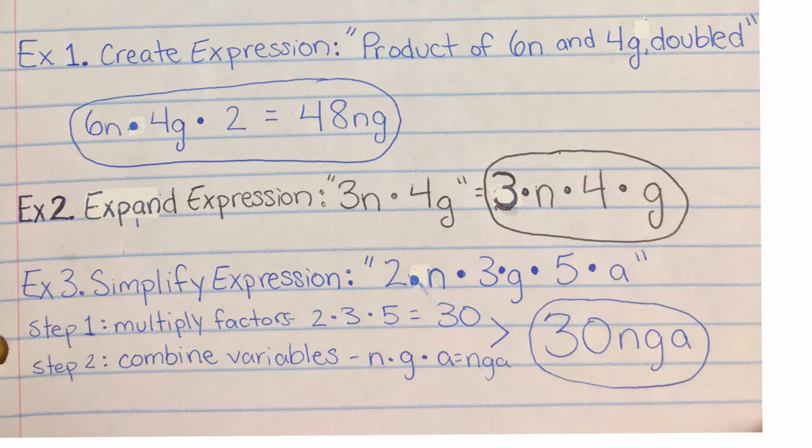Okay, so what we've done here is we multiplied the 6 and the 4 to get 24, and then multiplied 24 by 2 to get 48. Okay, so we've created the expression from the word problem.